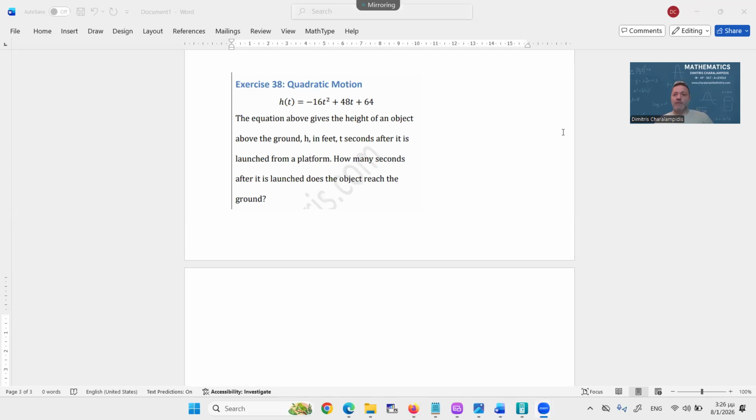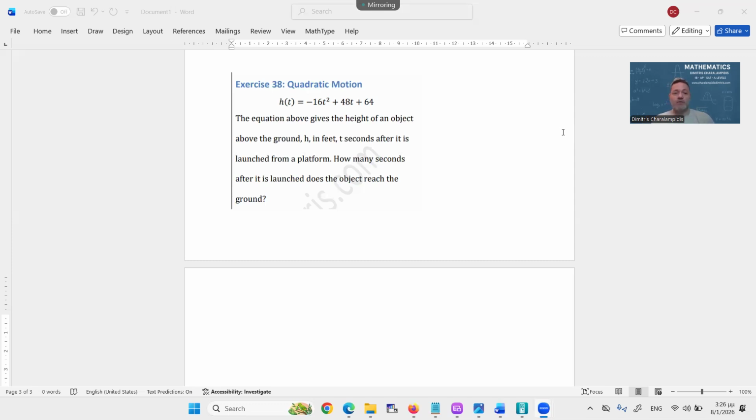Exercise 38. It's an exercise that contains quadratic motion of a particle. We were given a quadratic function, h of t equals negative 16t squared plus 48t plus 64. This equation, which is also seen as a function, gives the height of an object above the ground, h in feet, t seconds after it is launched from a platform. So basically we have the height of the object in terms of time.